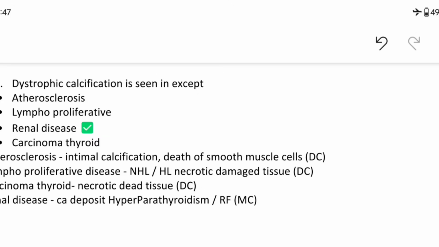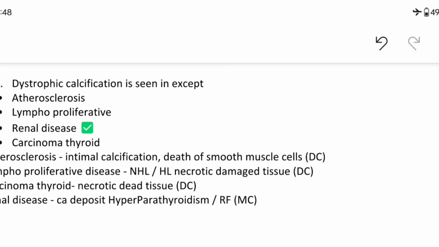So straight away we'll go towards the MCQ. Dystrophic calcification is seen in all except. So the examiner is trying to ask you whether you know about the examples of dystrophic calcification or not. The options were atherosclerosis, lymphoproliferative disease, renal disease, and carcinoma thyroid. So the answer here is renal disease. That means atherosclerosis, lymphoproliferative disease, and carcinoma thyroid all have dystrophic calcification.